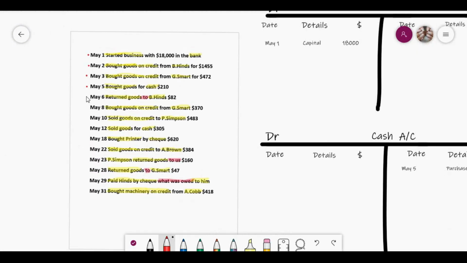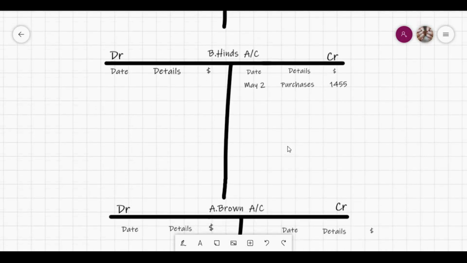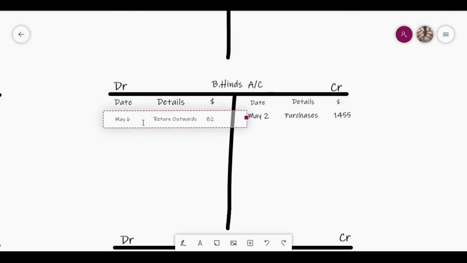So on May 6th, returned goods to Behind in the amount $82. This is return outwards because you are returning goods purchased on May 2 back to Behind. So under Behind, it is going to be debited. Return outwards is always credited.